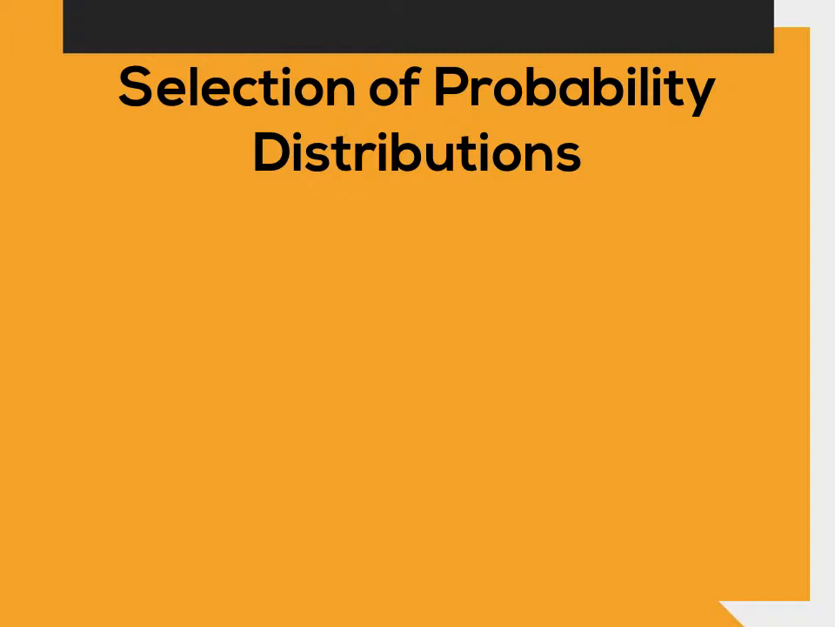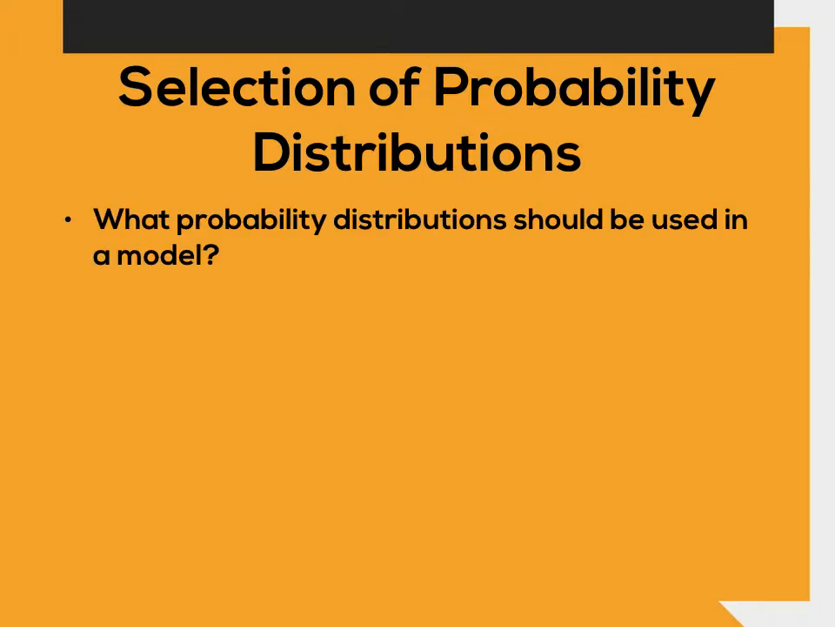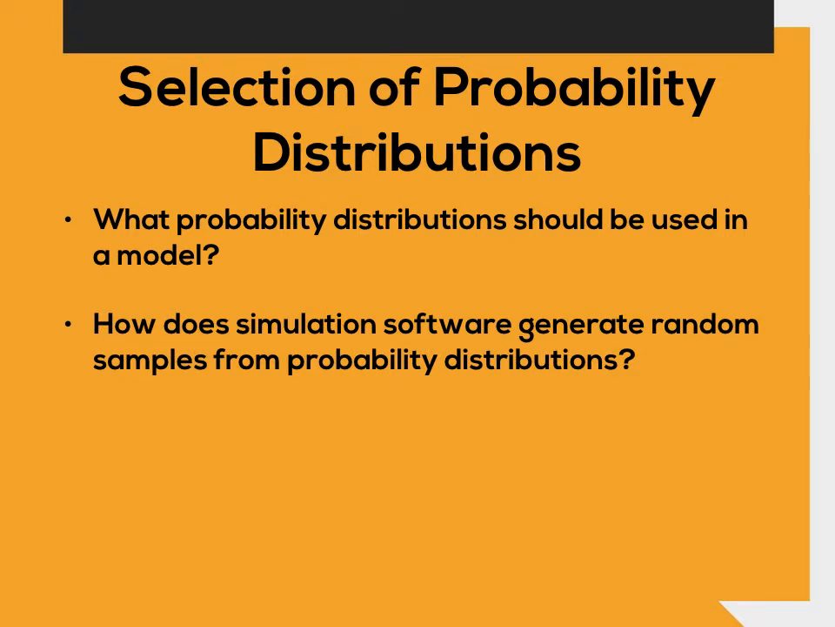So those random inputs need to be modeled in some way, and the way that that is done is typically using a probability distribution. And so there are a couple of questions that need to be asked when creating a simulation model. The first is, what probability distributions should be used in a model? And then the second question is, how does simulation software generate random samples from probability distributions?